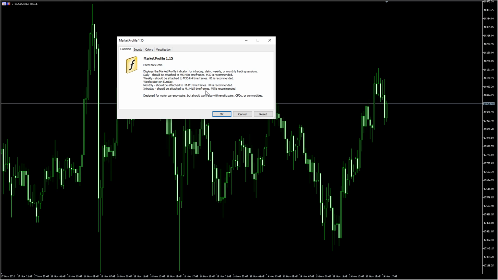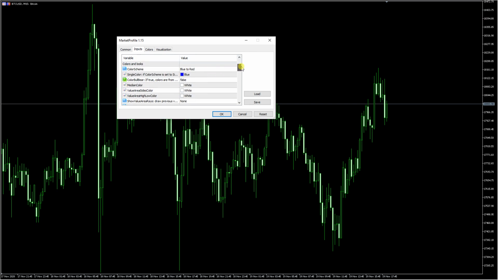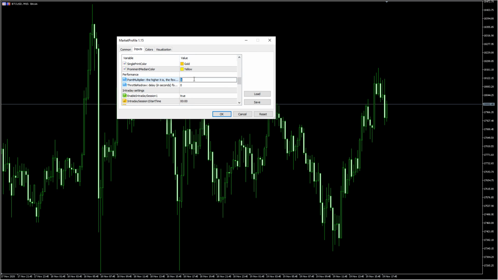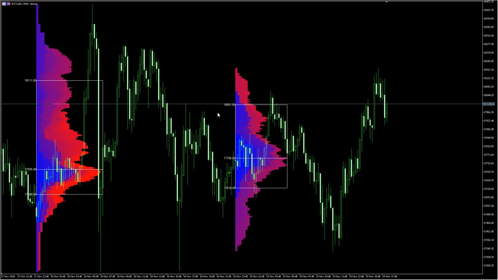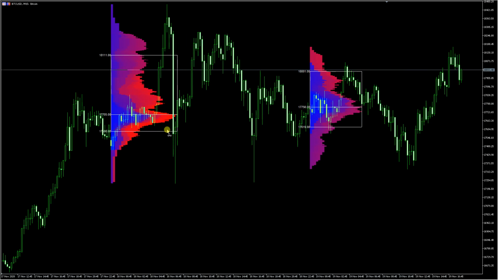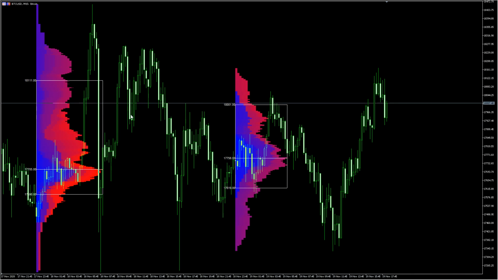Luckily, it's a very easy fix. Switch to Inputs, scroll down to PointMultiplier, and change it from 1 to 100. Double-click the ThrottleRedraw value, and change it from 0 to 5. Now, Market Profile works smoothly.